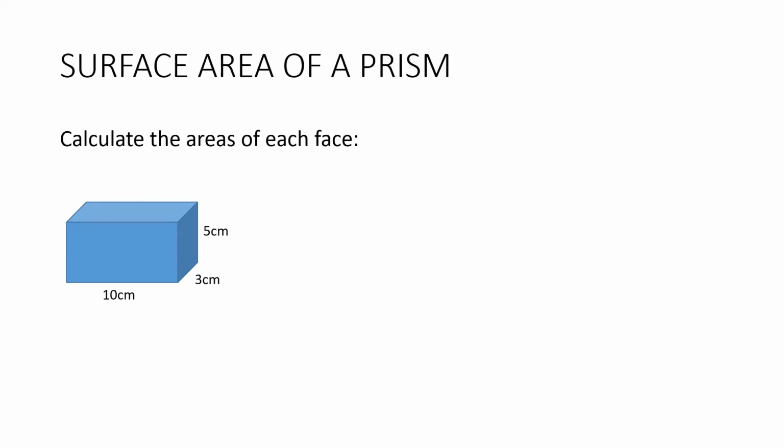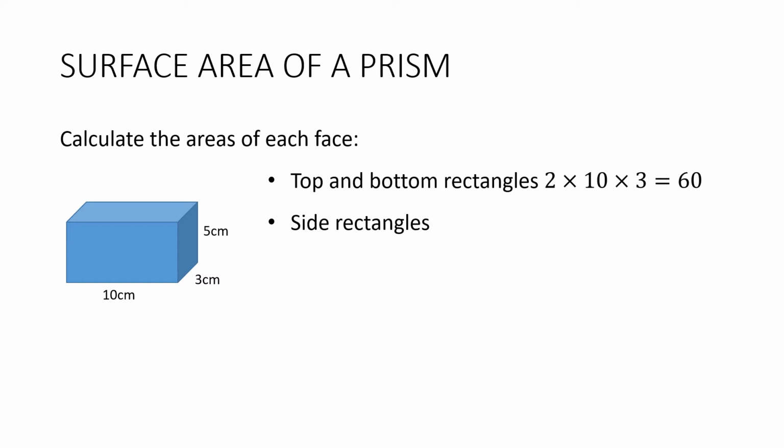So let's calculate the areas of each face. We're going to start with the top and the bottom rectangles. Remember that the area of a rectangle is its length times breadth, so 10 times 3. And then we're going to do 2 lots of that because the top and the bottom rectangles are both the same. So 2 lots of 10 times 3 is 60 centimeters squared. Now the side rectangles, the area is going to be 3 times 5, and we've got 2 of them. So 2 lots of 3 times 5 is 30 centimeters squared.